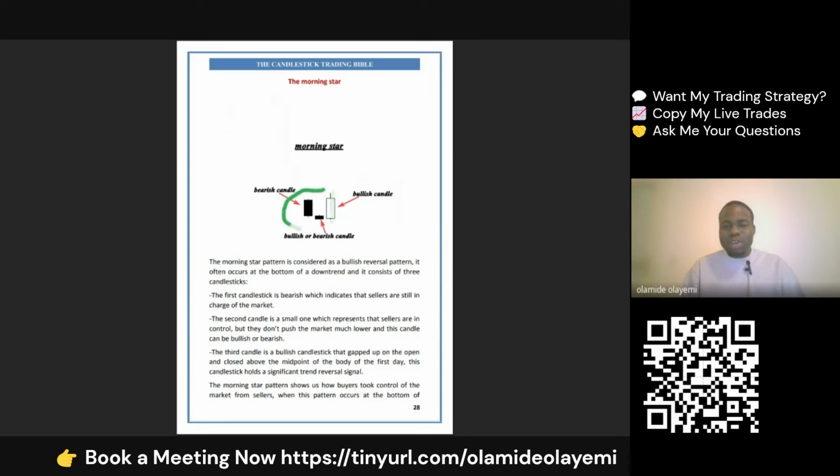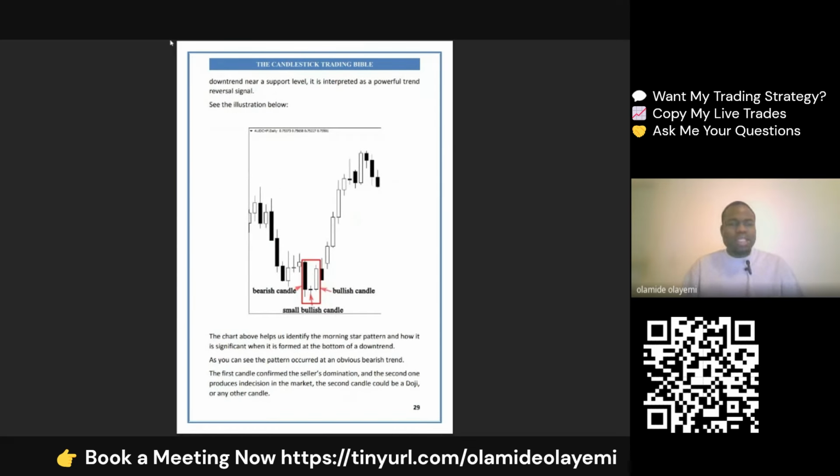When you see this three combination, it means that on the fourth day, continue to buy. That is just the meaning. You need to continue to buy. It means that the market has changed its course, and the buyers are in charge. It's going to continue to be a bullish market. That's what that signifies. So let's look at it in an example.